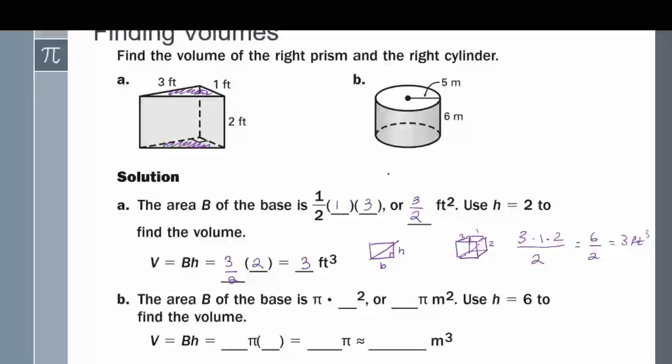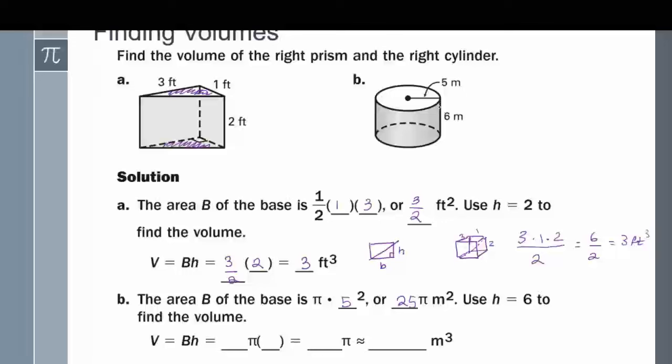For part B, I have to find the volume of the right cylinder. First, I need to find what my bases are. My bases are circles. The reason why it is a circle is because I have two congruent circles and they are parallel to each other. So first I'm going to find the area of the circle, which is pi r squared, where my radius here is 5, so I will do pi times 5 squared, or I know that 5 squared is 25, so it's 25 pi. And then I would take this and multiply it by the height.